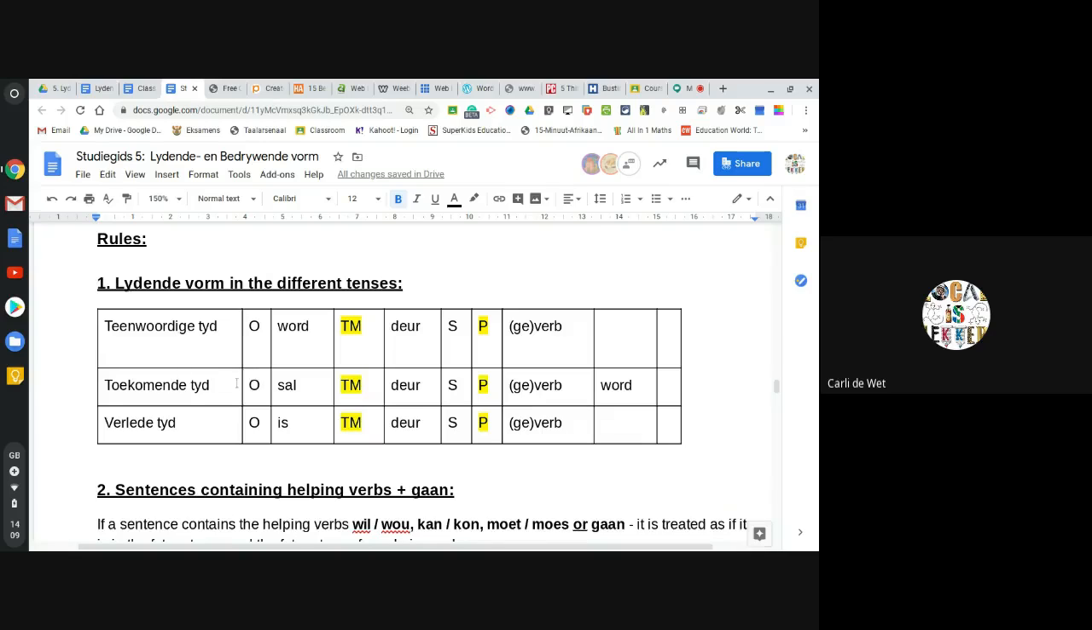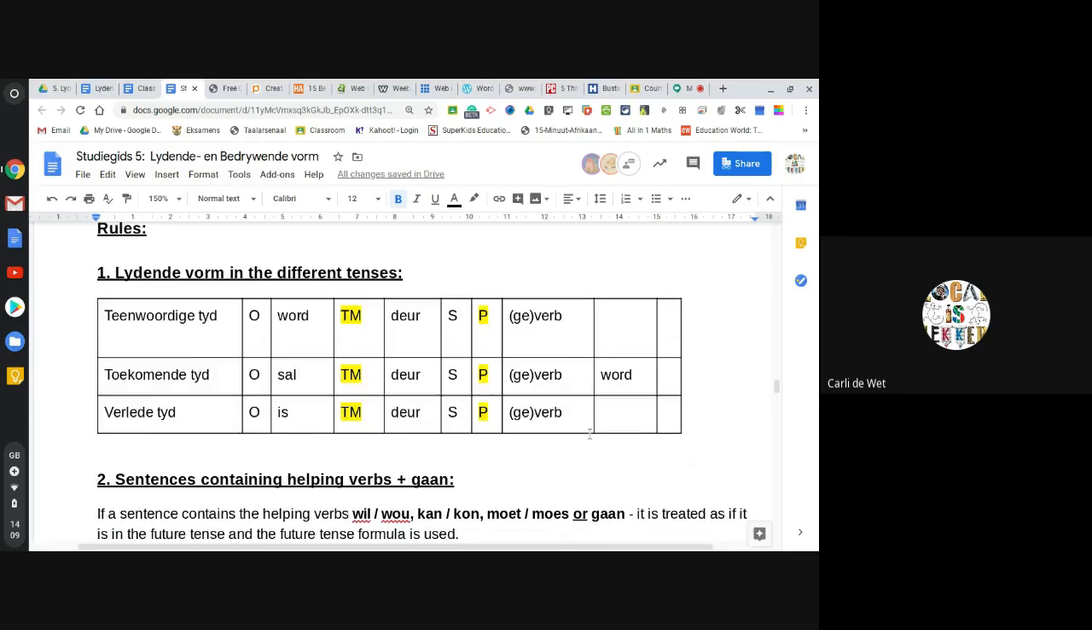So if I look at a sentence in the future tense, and remember all the sentences with verb one, auxiliary verb or helping verb, all of them use the formula for the future tense. So in the future tense, word is going to be at the back. So teenwoordige tyd, word is in the front. In the future tense, word is at the back, and then the past tense, the ironic one, where we change had to is, also doesn't fit in with the rest of them because it also doesn't have a word.